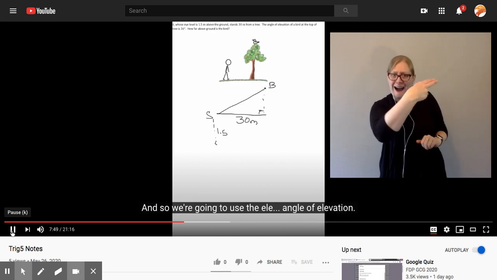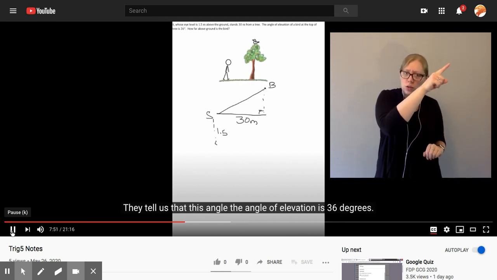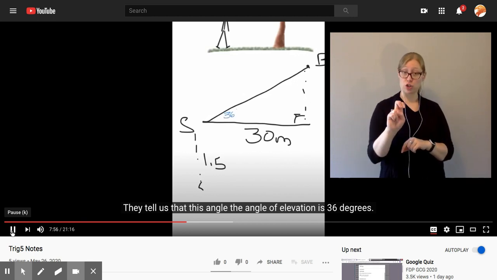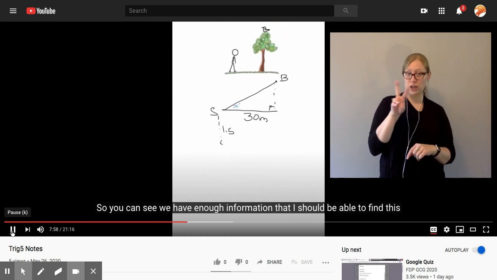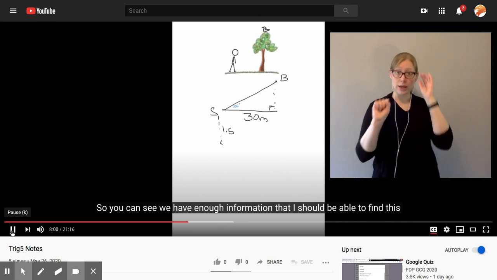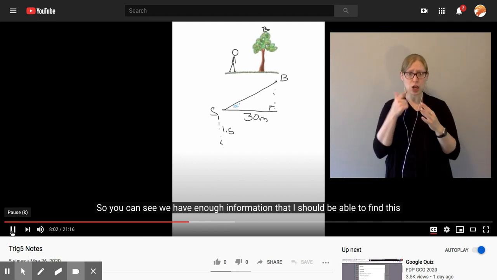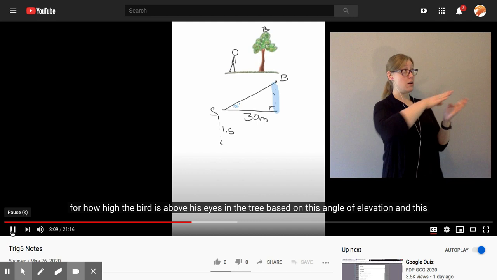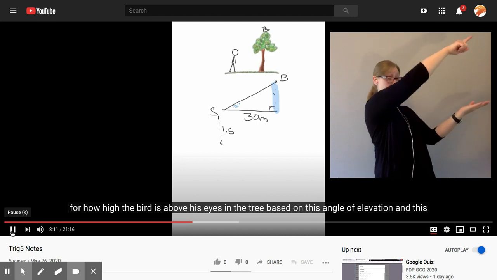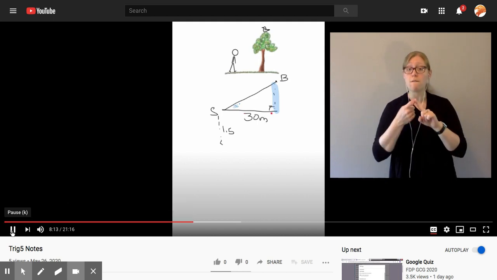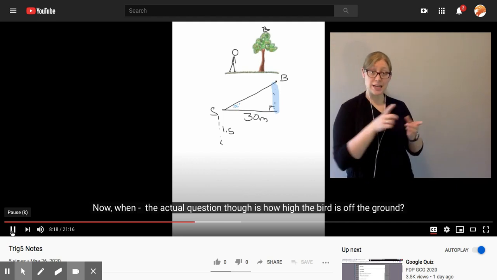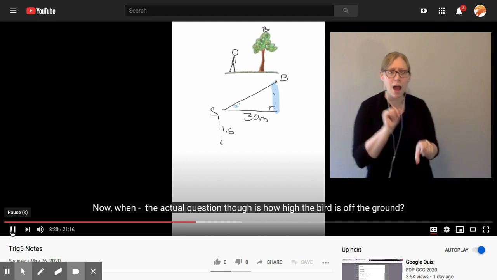And so we're going to use the angle of elevation. They tell us that this angle, the angle of elevation, is 36 degrees. So you can see we have enough information that I should be able to find this vertical distance above Scott's eyes, for how high the bird is above his eyes in the tree, based on this angle of elevation and this distance he is from the tree. Now, the actual question, though, is how high the bird is off the ground.